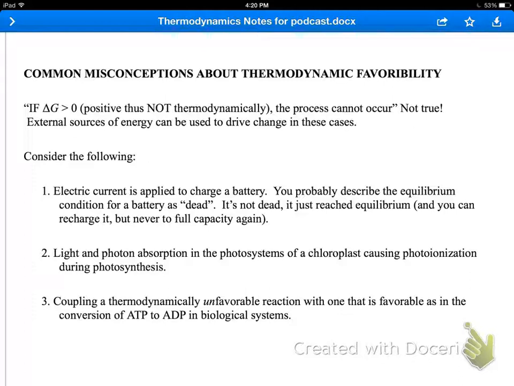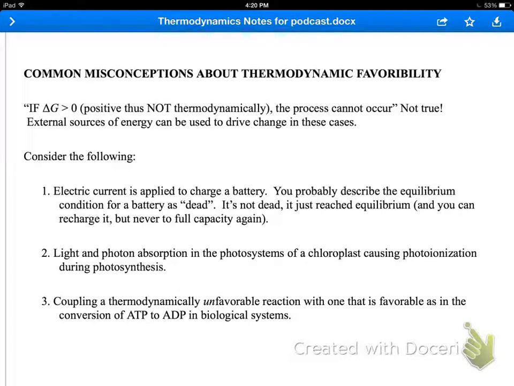Okay? So now consider the following. Number 1, an electrical current is applied to charge a battery. This would be the case if you had a dead battery in your car and needed a charge. You probably described the equilibrium condition for a battery as dead. It's not dead, it's just at equilibrium. So delta G is 0. You can recharge it. Okay.